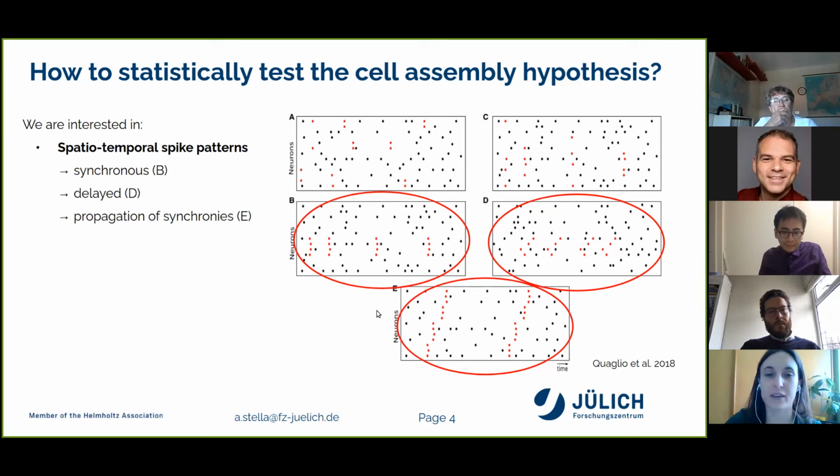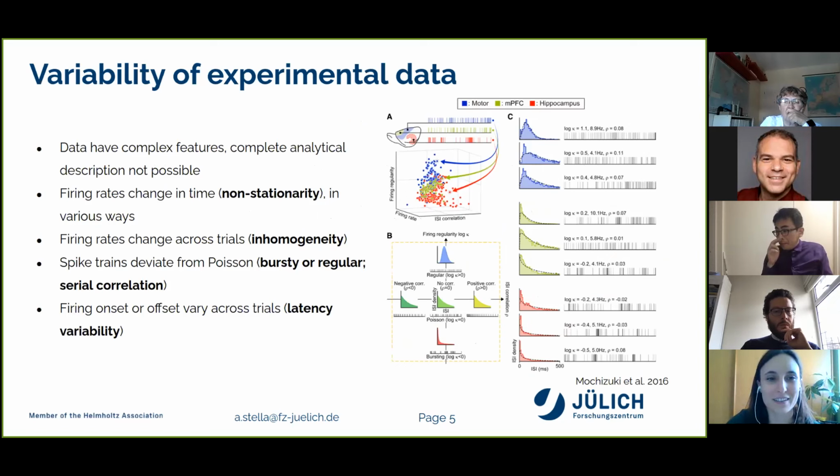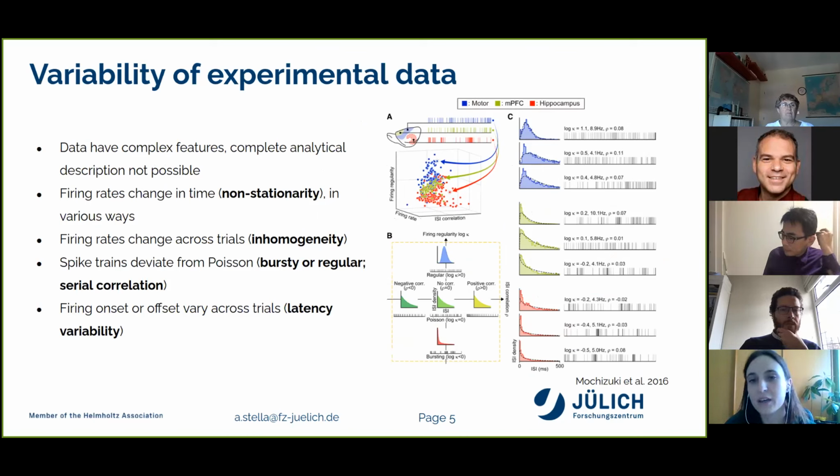So when we want to test for this, we might think of assuming a model behind it, maybe a simple point process model like a Poisson process, and trying to estimate how many times such a pattern would occur, fixing the number of neurons and so on, and maybe an average firing rate. But unfortunately, we have to look at the reality of experimental recordings if we want to analyze them. And the reality is not so easy. We can see from many studies done in the past that experimental data has complex features, so that a complete and satisfactory analytical approach is often very hard, if not impossible. For instance, this is well represented in this paper, Mochizuki et al.